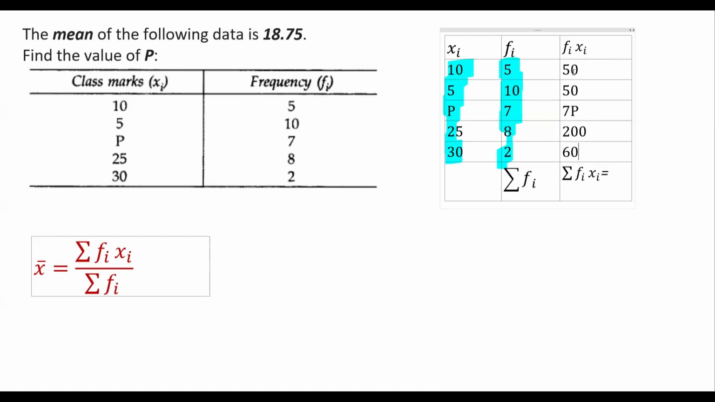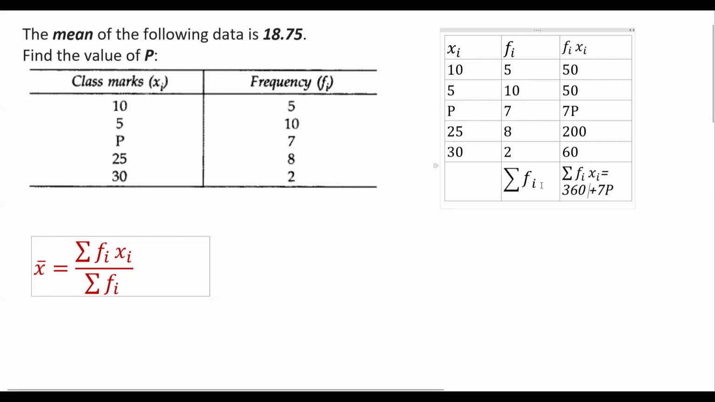Now, the next thing that we are going to do is to add these numbers. Well, adding, you should be careful that we will not include this 7P, right? We will write it in an isolated way. So what I can see, this is 50 plus 50, 100, 100 plus 200 is 300, and 300 plus 60 is 360. All right. I'll be writing here, this is 360 plus 7P.